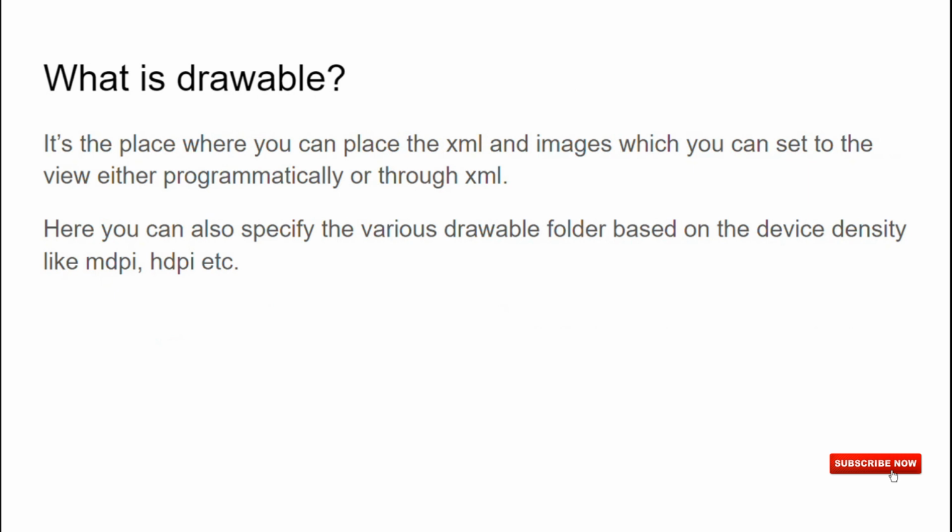What is drawable? Drawable is a place where you can define all sorts of XMLs which you want to set on the views, like for setting gradients or shapes, or even the images which you're going to use in your application. Not just this, you can also have different drawables based on device densities like MDPI, HDPI, XDPI, all sorts of things. You can have it with the drawables.